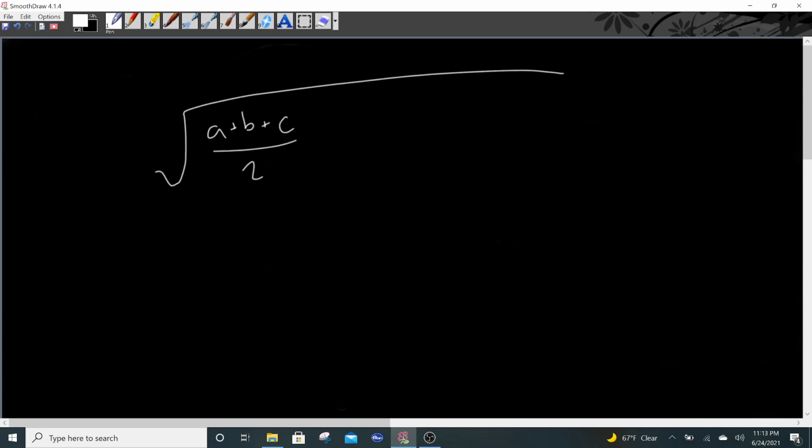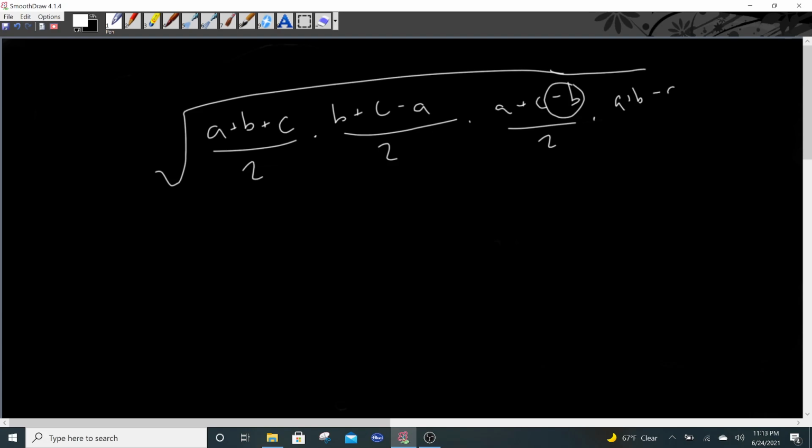So this is going to come out really nicely. Let me write it in a way that helps you understand that a little better. We have A plus B plus C over 2, which, remember, is our semi-perimeter, times B plus C minus A over 2 times A plus C minus B over 2. This might seem like I'm randomly putting these together, but this is just a way to put the negative to the right so that we can make an easier looking subtraction, times A plus B minus C over 2.